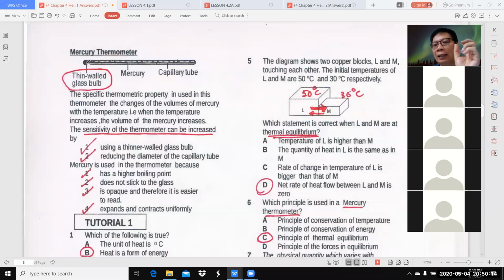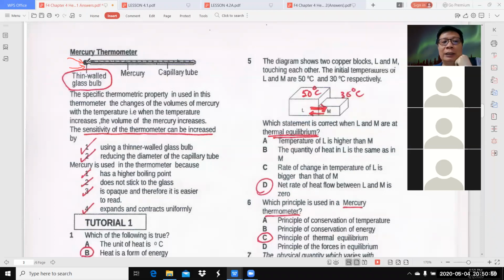Because with thin glass, the heat can go in very fast. The heat energy can go in very fast when the glass is very thin. Understand? When the heat can go in very fast, it makes the mercury expand very fast. So meaning that this thermometer will become very sensitive. Sensitive is good. I'll repeat again. The glass of the bulb must be thin, so that the heat can easily enter into the thermometer and make the mercury expand very fast. This will improve the sensitivity of the thermometer. Sensitive means very good, very accurate.